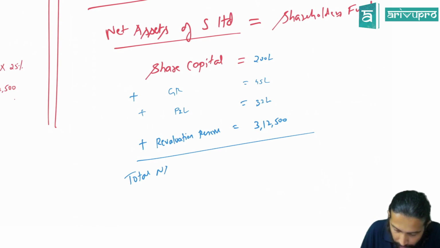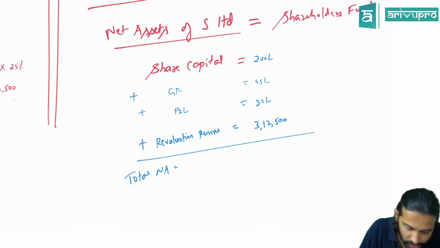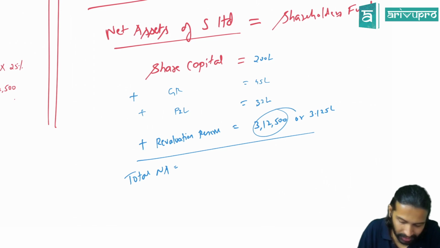Total net assets will be how much? 200 lakh plus 45 lakh plus 32 lakhs. If you want, instead of writing the full number, you can just write 3.125 lakhs. Okay, because anyway, all the numbers are in lakhs.